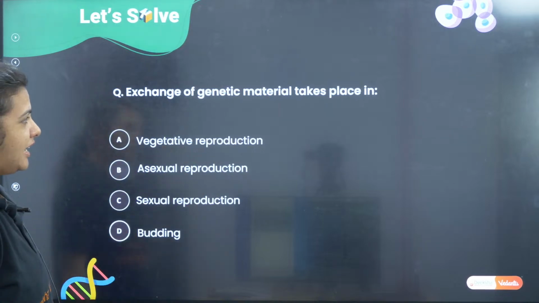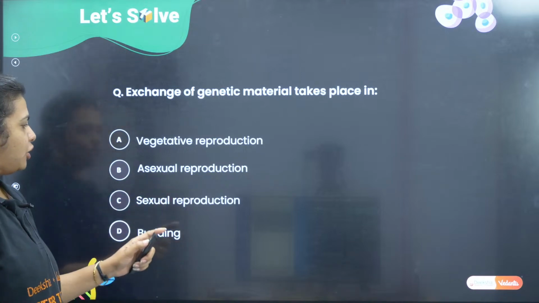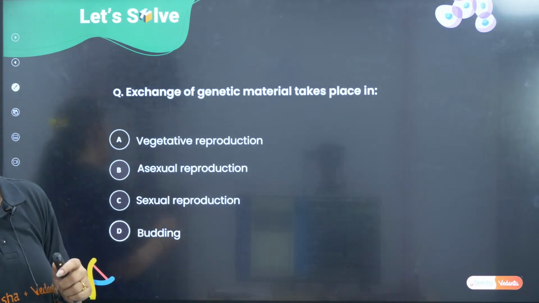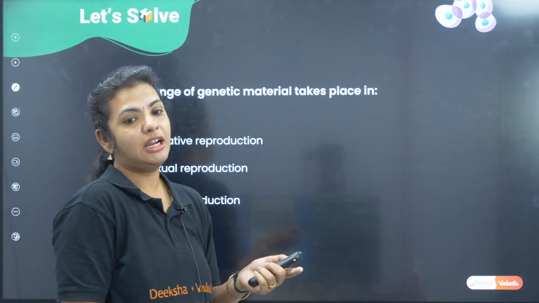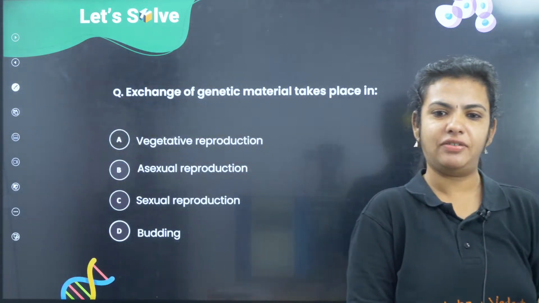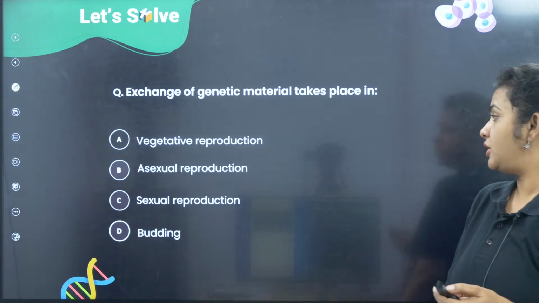Okay, exchange of genetic material takes place in: vegetative propagation, asexual reproduction, sexual reproduction, budding. Very simple question. Where does exchange of genetic material take place? I think this is a very, very simple question which all of you can answer. What is the answer?